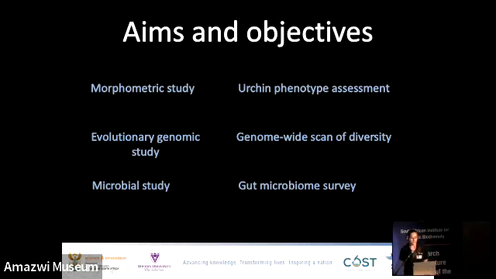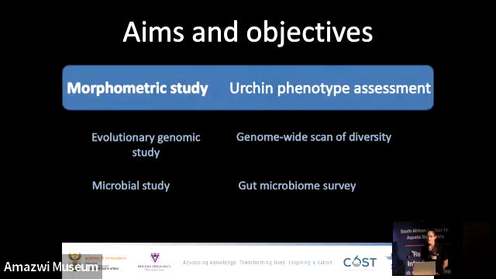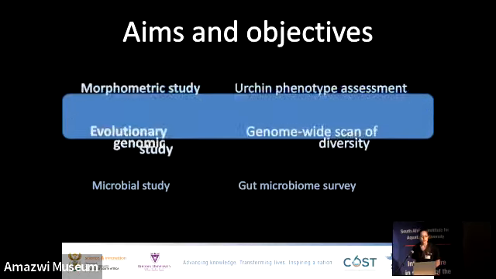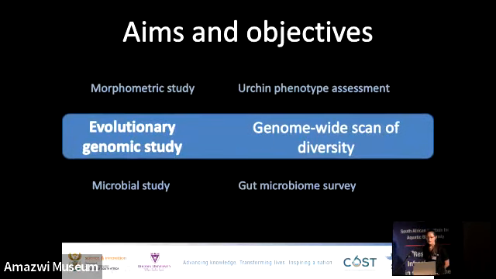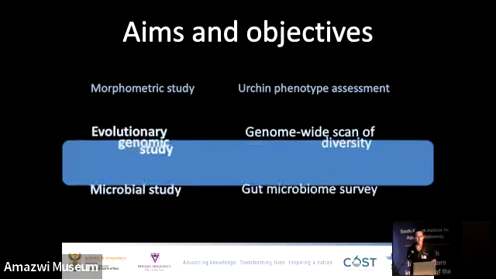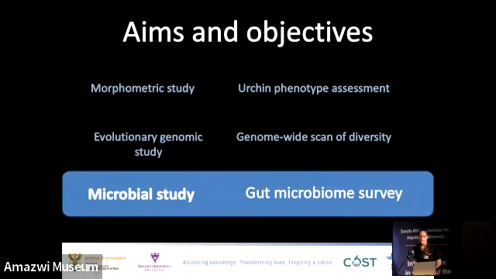On to aims and objectives. The morphometric study assessed the urchin's phenotype as a potential bioindicator of population health. The evolutionary genomic study used a genome-wide scan to reconstruct the evolutionary history of the species through time. Finally, the microbial community analysis aimed to identify if specific gut microbial community structure can serve as an emerging bioindicator to assess the health of the South African coastline.